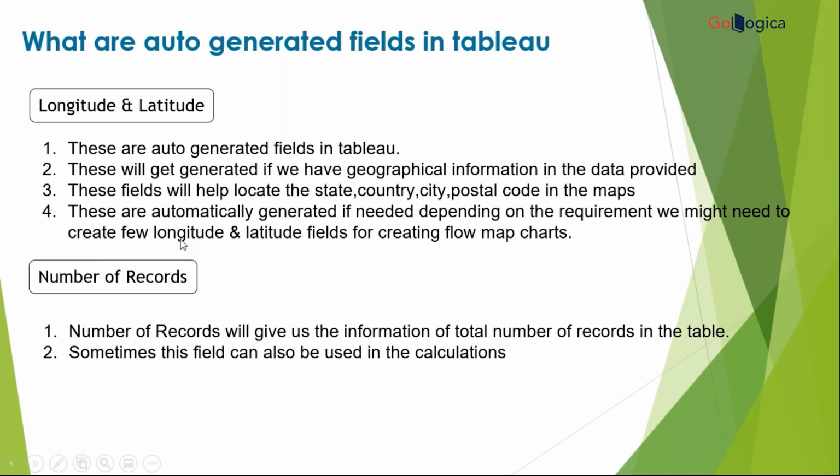So these are automatically generated, and depending on the requirement, sometimes we manually create longitude and latitude fields to create flow map charts. Like if you want to connect some state to another state, let's say you want to connect Delhi to Mumbai, Mumbai to Karnataka, like that. So we might need to create a few longitude and latitude fields at the data level, and then we can connect those points. And number of records will give us the information about the total number of records in the table. Sometimes this field can also be used in calculations.